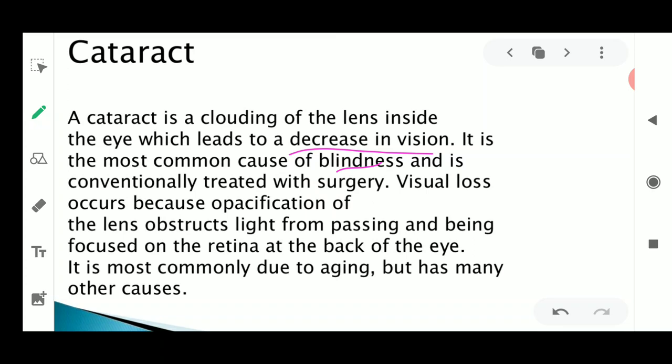So visual loss occurs because of the opacification of the lens, which obstructs the light from passing inside the eye lens, and it is not going to be focused on the retina.